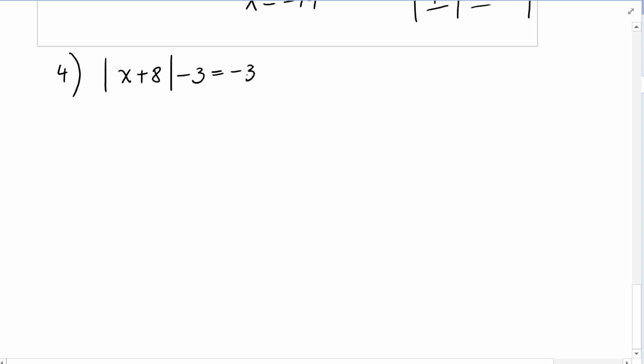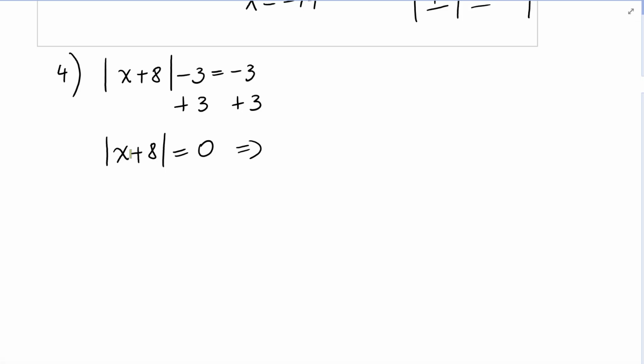Let's take a look at problem 4. Absolute value of x plus 8 minus 3 equals negative 3. It was actually z plus 8, but I changed the letter. I'm going to add 3 to both sides, and absolute value of x plus 8 equals 0. So what does that mean? It means, well, absolute value of what? What should we have here to give us 0? We should have exactly 0. So x plus 8 equals 0 makes it x equals negative 8.